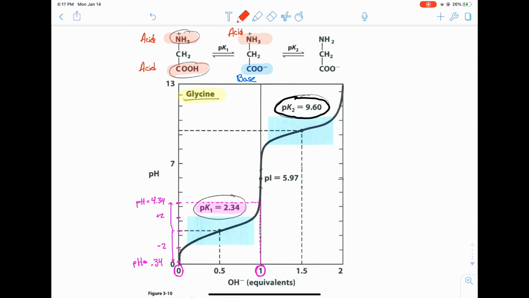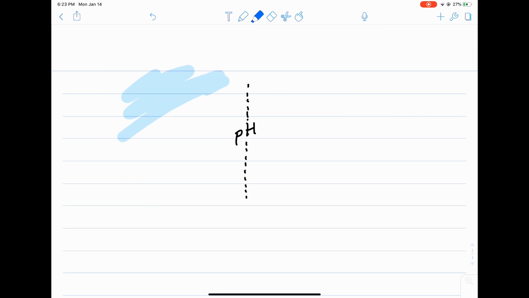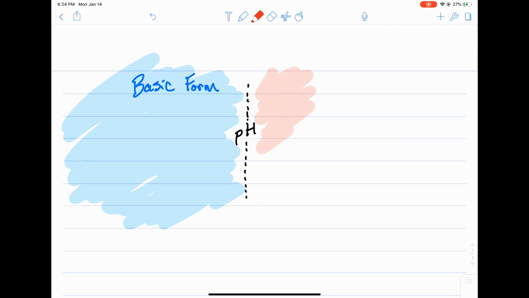Now, if we go less than one equivalent away, we end up in a region between 0 and 1 equivalent of base. Again, this is the buffer region, which means that the pH and pKa values are too similar for either of the acid or base forms of the carboxyl group to dominate. So the only way to exactly determine the proportions of each form that exist, we would have to use the Henderson-Hasselbalch equation.